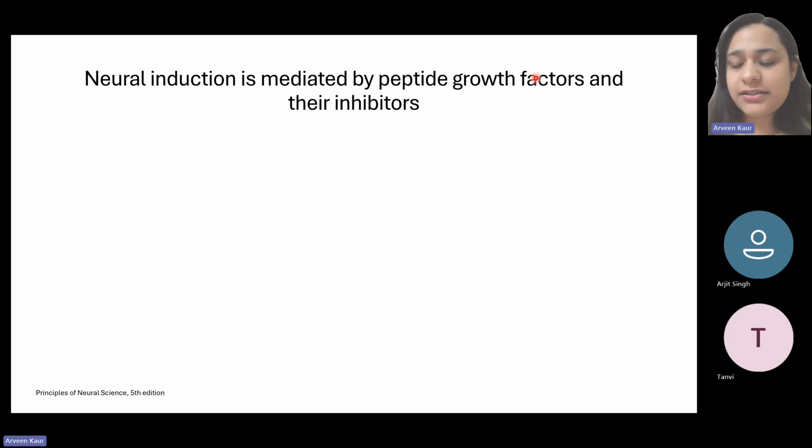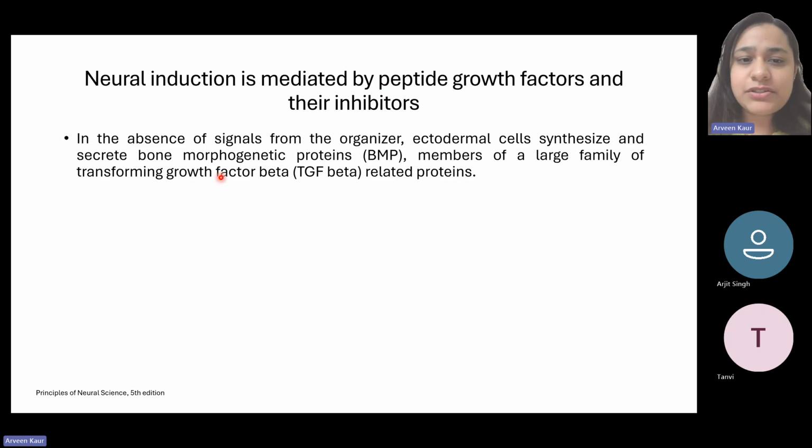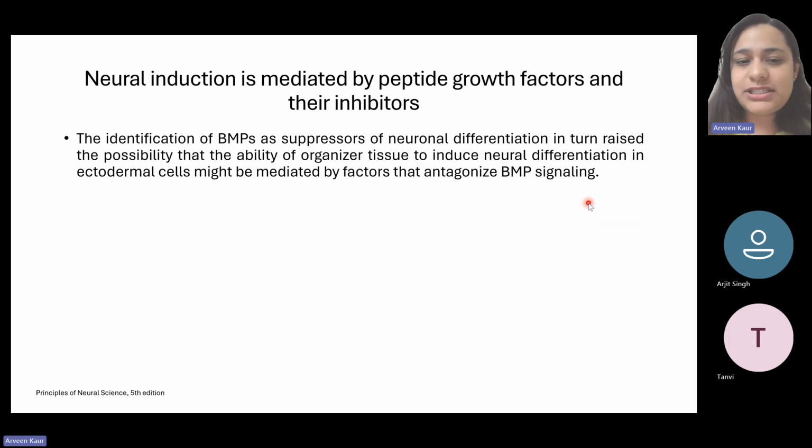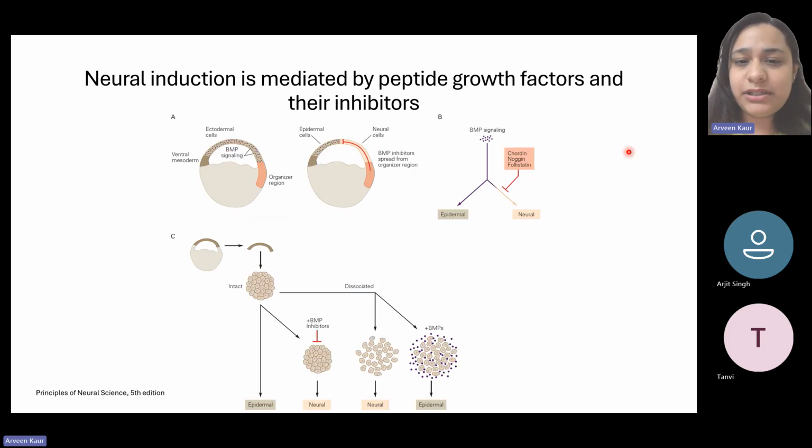So these growth factors, such as FGF, right, or inhibitors such as BMP, etc. So there were certain proteins, such as bone morphogenetic proteins or BMP, and TGF beta related proteins, these factors and proteins, right? Now what we studied was that this BMP is actually important because whenever BMP signaling is present, the cell will have an epidermal fate, right?